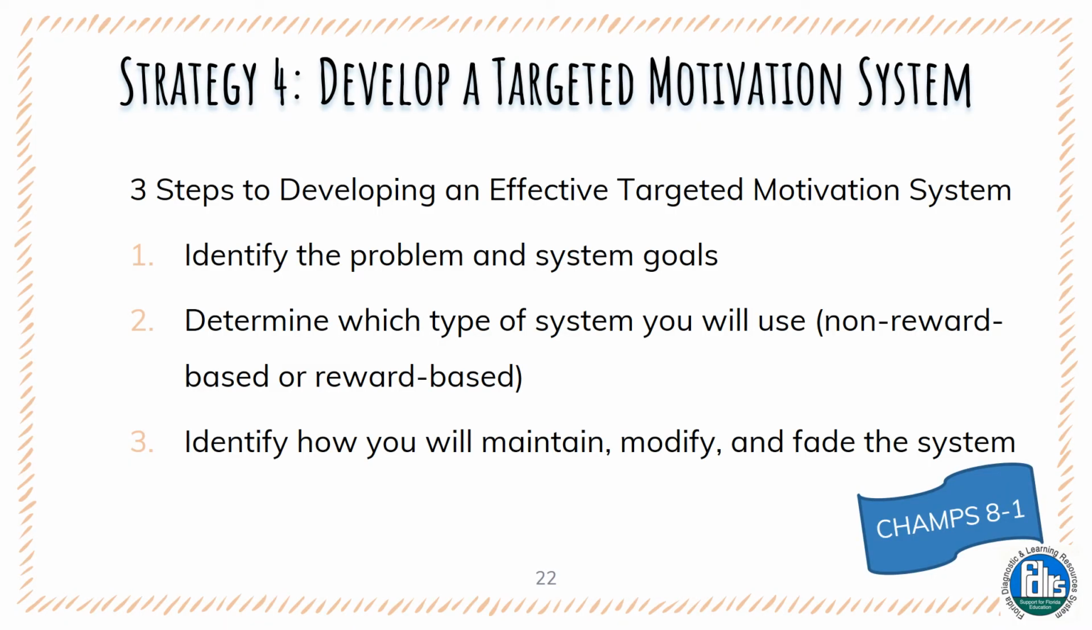So strategy 4 is developing a targeted motivation system, and there are 3 steps to this. First is to identify a problem and the goals of this class-wide motivation system. Make it specific, observable behaviors. So think about, what is the problem I'm having? Maybe it's my students can't transition from center to center in a reasonable amount of time. Well, I wouldn't put "reasonable amount of time" as part of my goal. My goal might be something like, we're going to move from center to center in less than 1 minute.